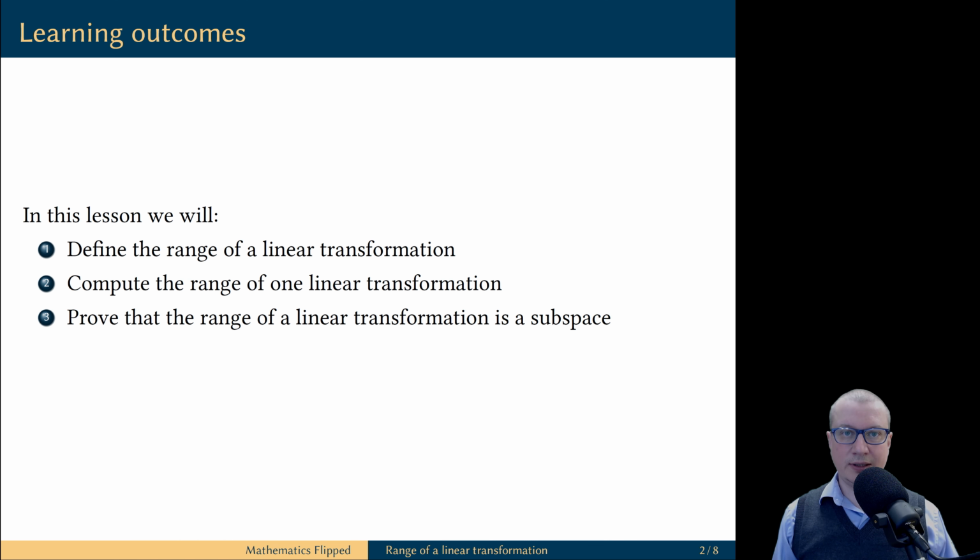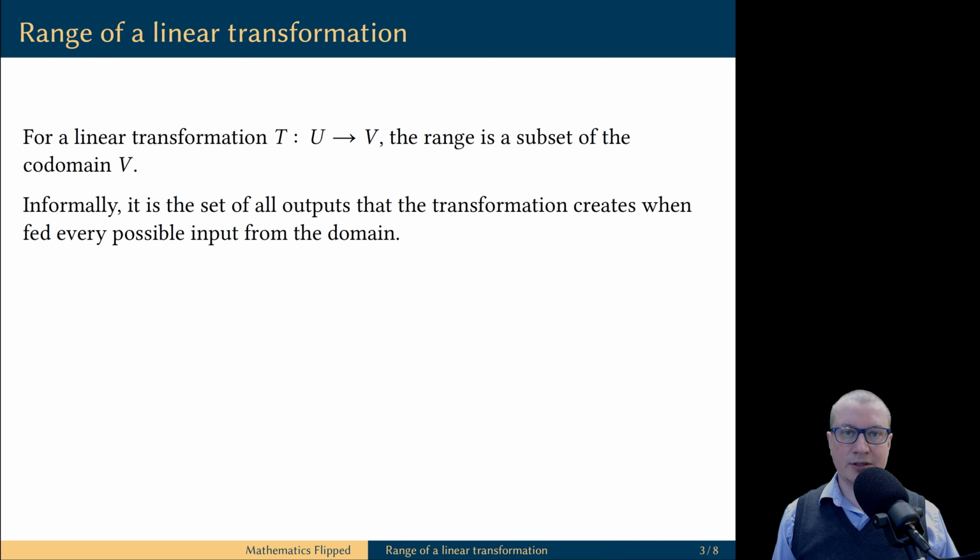In this lesson we will define the range of a linear transformation, compute the range of one linear transformation, and prove that the range of a linear transformation is always a subspace. Let's get started. Given a linear transformation, its range is a subset of the codomain.